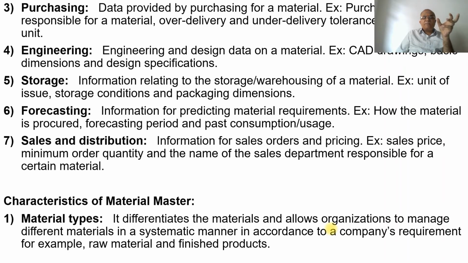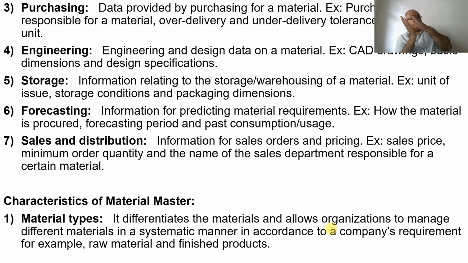What are the characteristics of a material master? Material type. It differentiates the materials and allows organizations to manage different materials in a systematic manner in accordance with a company's requirement. For example, raw material and finished product. So what is this material type? It differentiates the materials and allows the organization to manage different materials in a systematic manner.